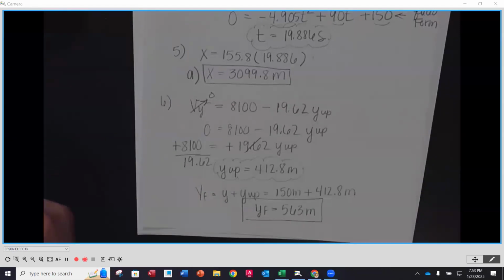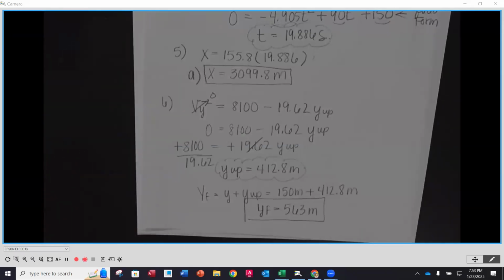I'll let you guys finish that up. Just want to get maybe one or two confirmations on the same numbers that I have. Then we'll do a little review and then we'll look into our last problem for the night.